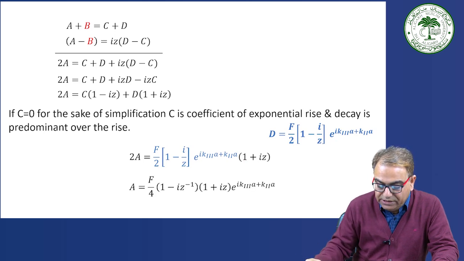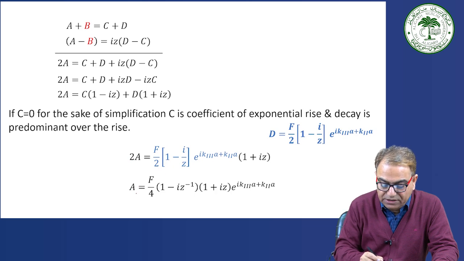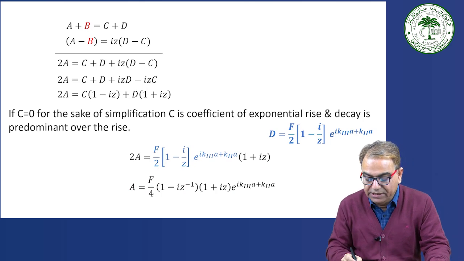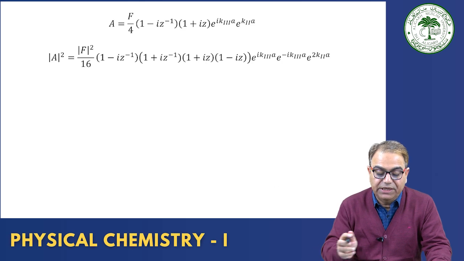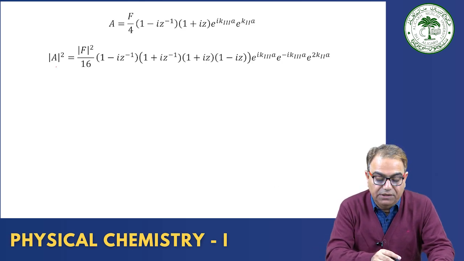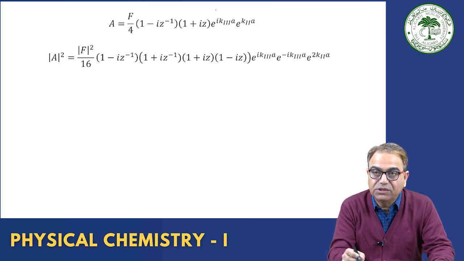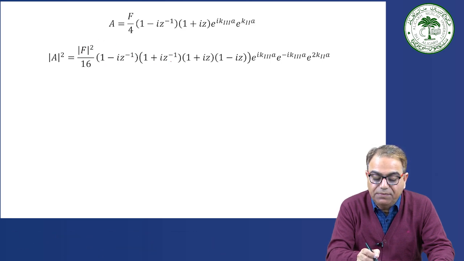If you rearrange this, no rearrangement except this 2 is coming on this side: f divided by 4, (1 minus iz) minus 1, (1 plus iz) minus 1, and then exponential i k3a plus k2a. Okay. So now if you want to find out mod a square and mod f square, you will square this equation, and if you square this one, it will be mod f square divided by 16, and (1 minus iz) minus 1 will be (1 plus iz) minus 1.